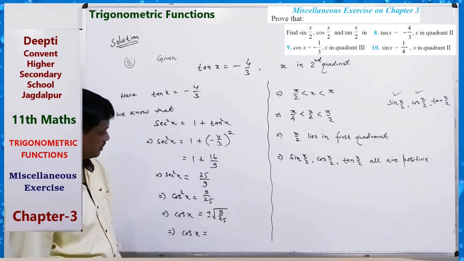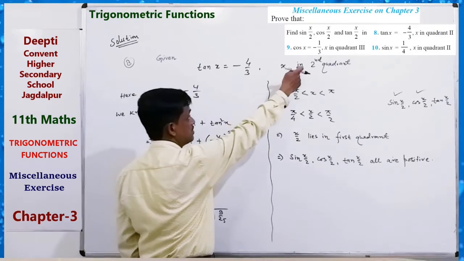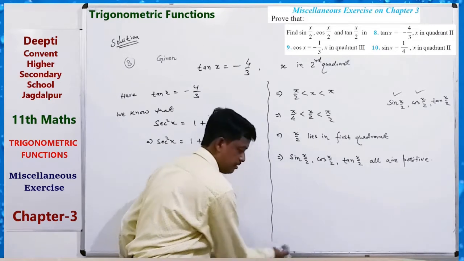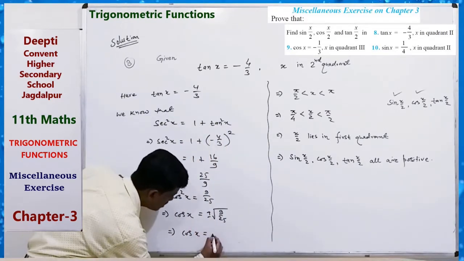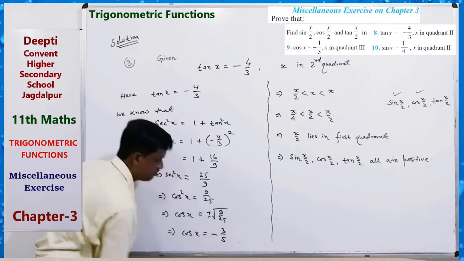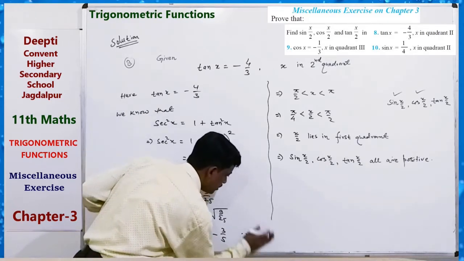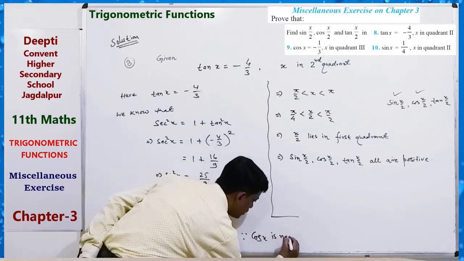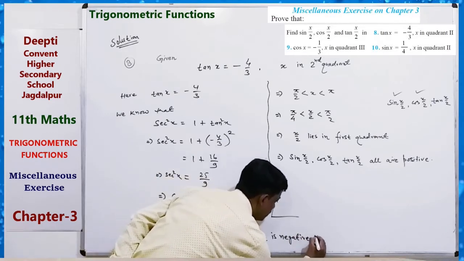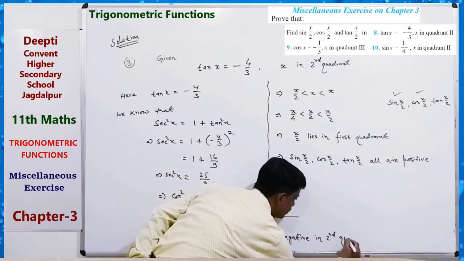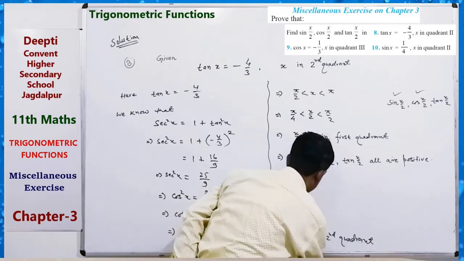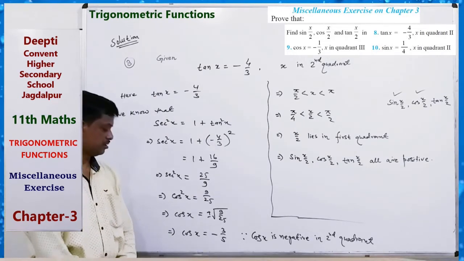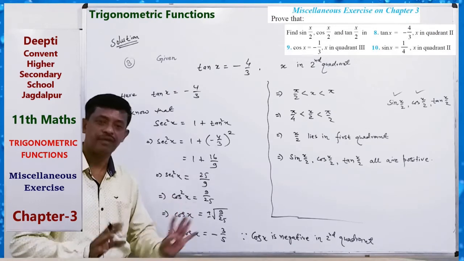Here x is lying in the second quadrant. We know that in the second quadrant cos is negative. So we can write cos x equals minus 3 by 5, since cos x is negative in the second quadrant. Okay? Clear? So cos x equals minus 3 by 5.